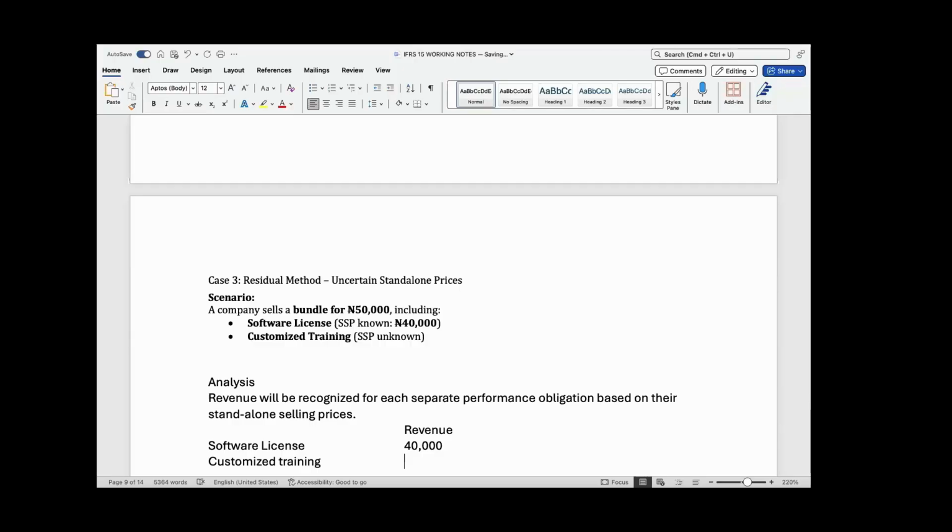Then you need to recognize revenue on them separately. The software recognized 40K. Then we can assume that the balance can be recognized for customized training. So the whole idea in step 4 is just to ensure that each performance obligation recognizes revenue separately based on their standalone selling prices.